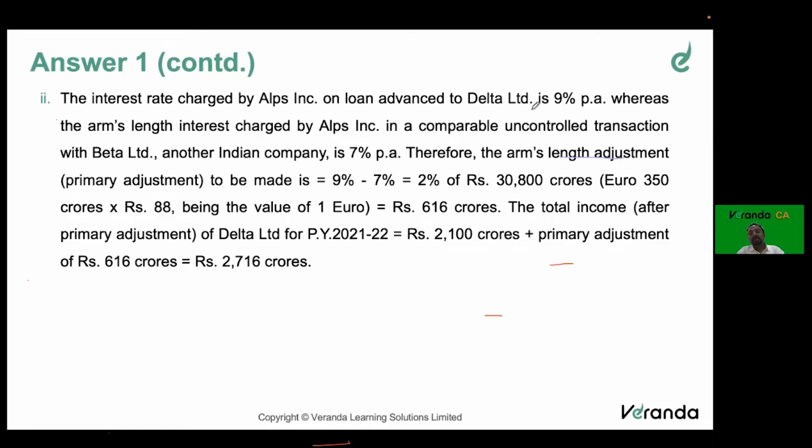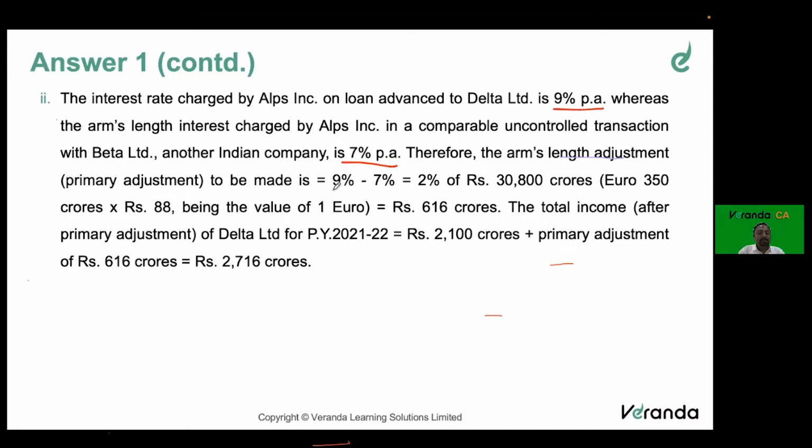What comparison have they given? They have said the same company, that is the Alps Inc. itself, has given a loan to another Indian entity itself. At what rate? At 7% per annum. But what is it? It is offered to Delta Limited. It is offered at 9% per annum.